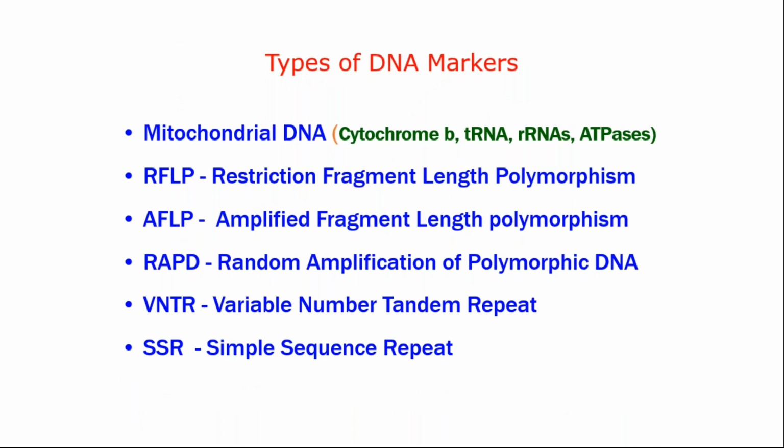So the PCR reaction is also used other than PCR and RT-PCR. Other types of DNA markers are also used to do speciation, to find out the authenticity, and to tell if there is adulteration. These include the mitochondrial DNA and looking for the gene cytochrome B, the tRNA or the rRNA. You can determine the species by restriction fragment length polymorphism, or by amplified fragment length polymorphism, or RAPD, or variable number tandem repeat, or simple sequence repeats.